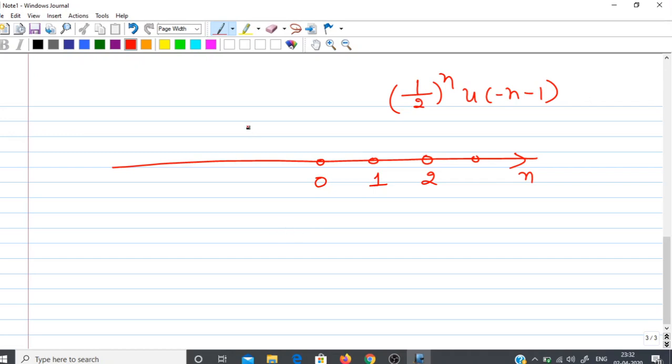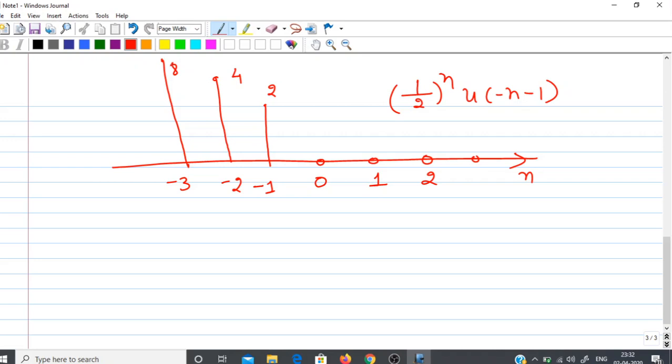Now, what would it be on the negative side? At n equals minus 1, the value would be 2. At minus 2, the value would be 4, or in other words, 2 square. And at minus 3, it will be 8 or 2 cube, and so on.